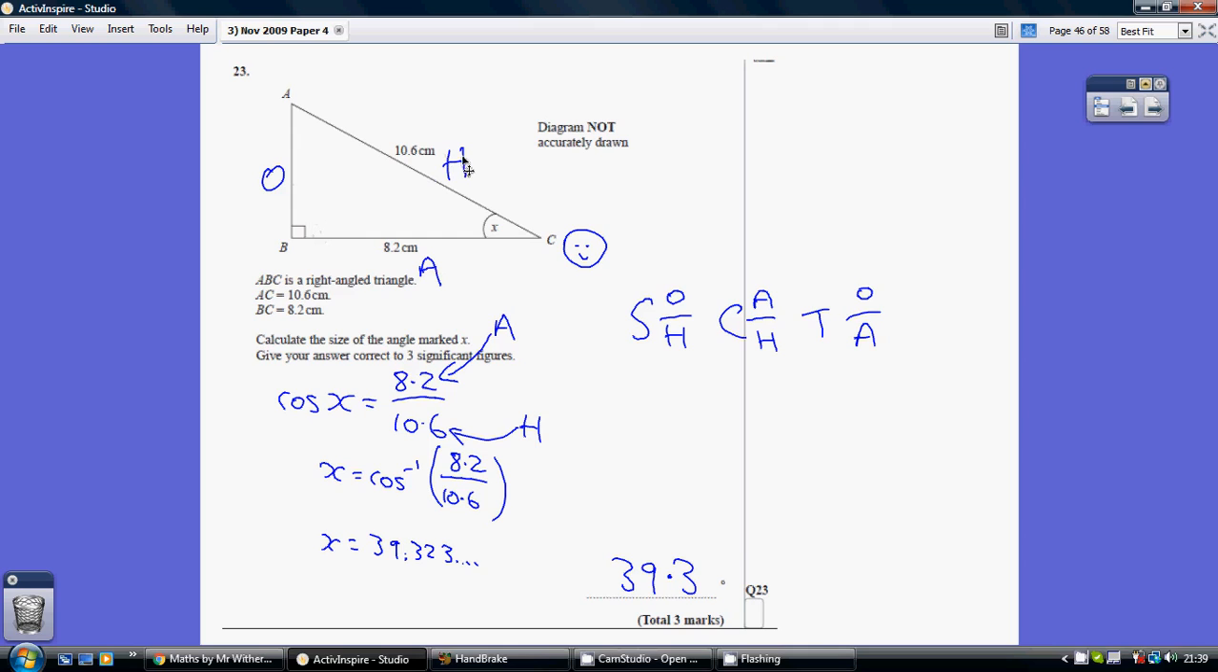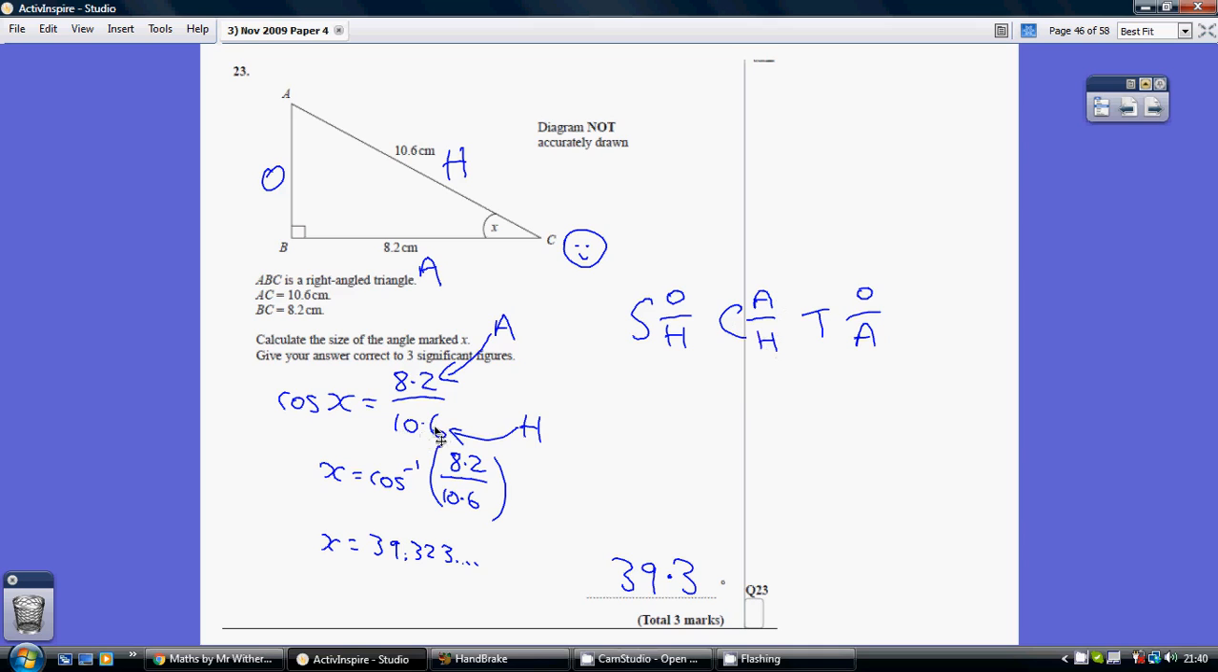Next thing you do, you take into account which two of these you know. Well, we know the 8.2, that's the adjacent, and we know the 10.6, the hypotenuse. So we know the A and the H. So which of these ratios do we use? Well, it's the cosine one. A and the H. So cosine. Now it's always the angle comes next. Cosine x equals our adjacent side, which is 8.2, divided by our hypotenuse 10.6.